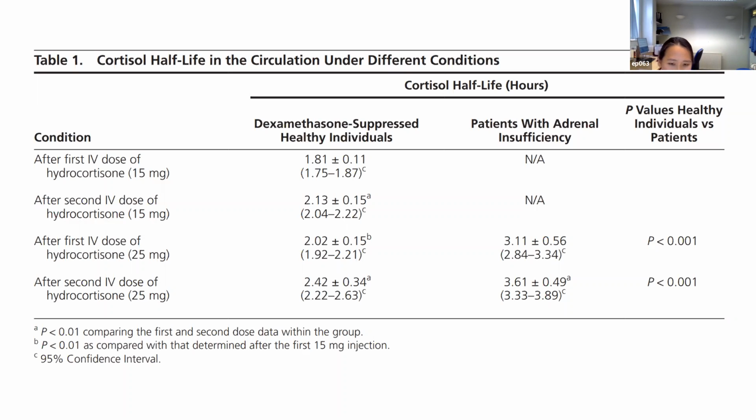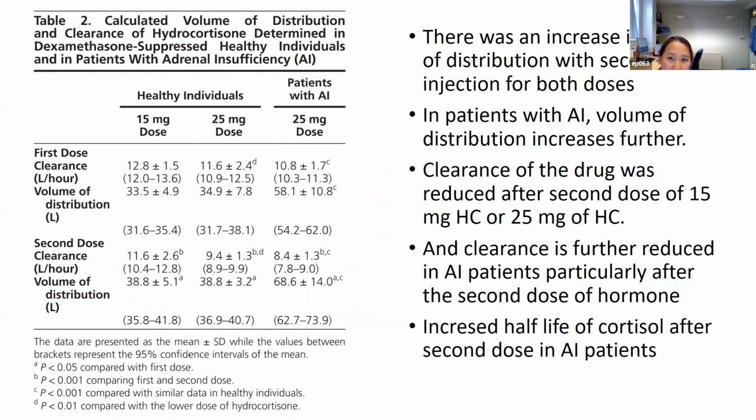They try to work out the reason why that might be the case. So they work out the volume of distributions. They calculate the volume of distribution in healthy individuals and the patients with adrenal insufficiency with the different doses, the lower dose and the higher. What they work out is that there was an increase in volume of distribution with the second injection for both doses.